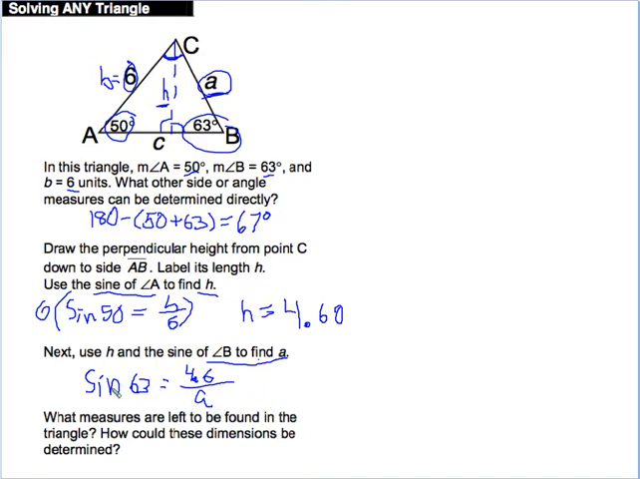Okay, now this time I will multiply by A and divide by sine of 63. So I'm going to multiply by A. That'll get rid of my denominator of an A. And then notice on this side, I'll end up with A times sine 63. Well, if I divide both sides by sine of 63, then I can have A all by itself. So what ends up happening is I'll have A, and that'll equal 4.6 divided by sine of 63.